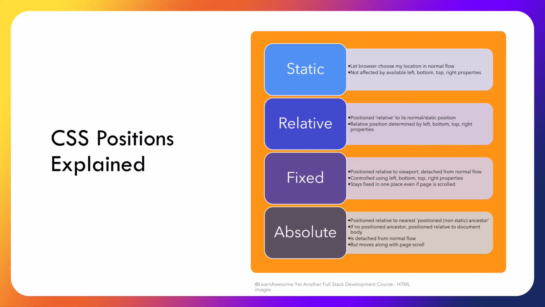A relative position lets you move the element relative to its normal or static position in the normal flow using four properties: left, bottom, top, and right. What does it mean? Say I had an element positioned right here on the top left corner in the normal flow, but I gave it the property left: 100px. So it is going to be shifted 100 pixels to the right relative to where it was supposed to be. It was supposed to be at 0, 0, and now it's going to be positioned at 100, 0, 100 pixels to the right on the x-axis.